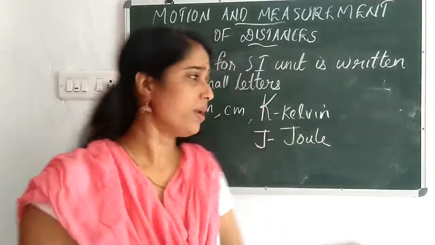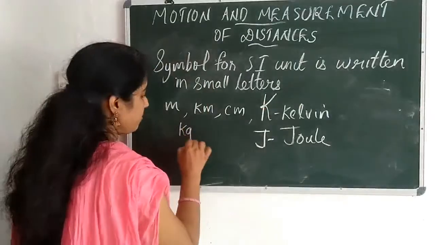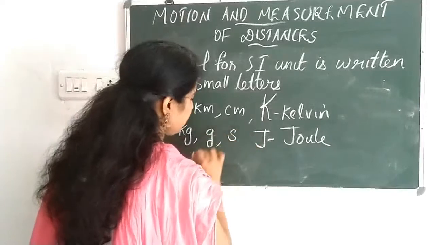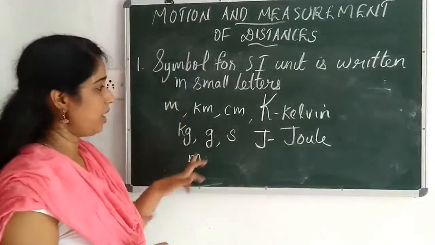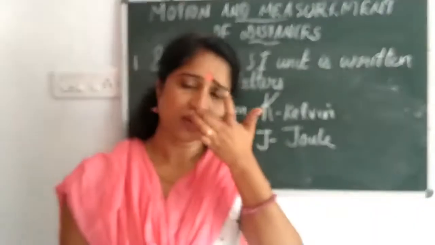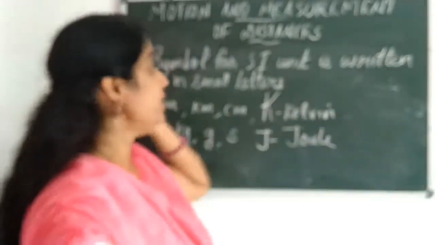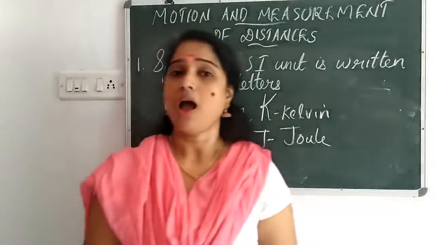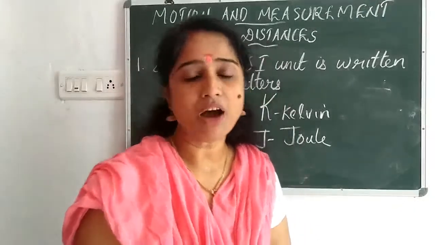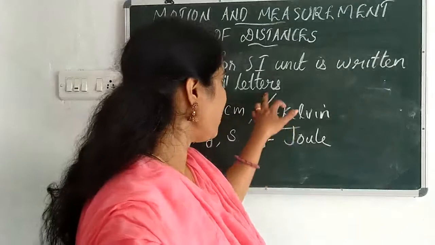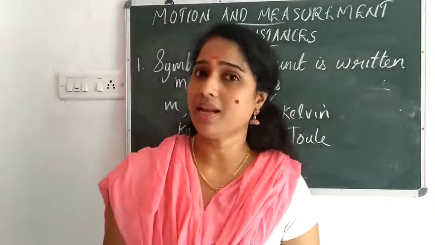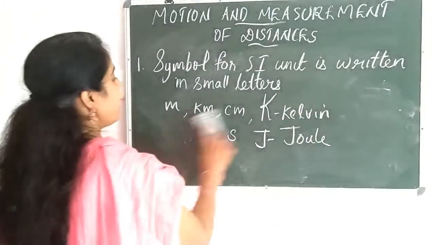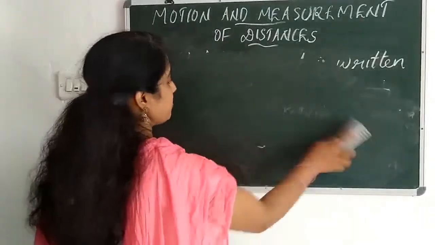Otherwise, you know kilogram. Kilogram, you could say kg. Gram, g. Second, minute. These all are short forms. Very easily we can write. So the symbol for the SI unit is written in small letters. But if it is named after a scientist, it should be written in what? Capital letter. That's the first rule you should follow while writing the SI unit.